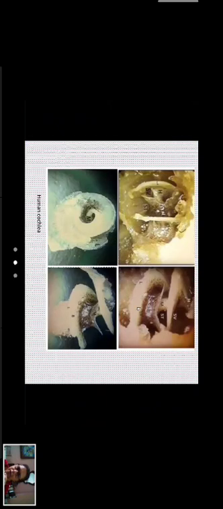This is the cochlea, originally. This is the partition. Here is the scala vestibuli, and this is the scala tympani. It's coiled round like this.